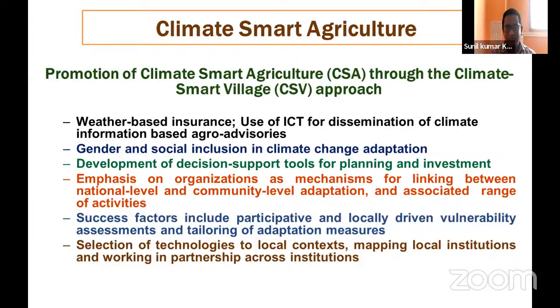Climate smart villages can also be established, so that they can provide gender and social inclusion in climate change adaptation. Now the ICAR has also come out with the NICRA project, that is National Innovation on Climate Resilient Agriculture, where in climate affected districts and areas, climate smart technologies have been promoted through different agencies.